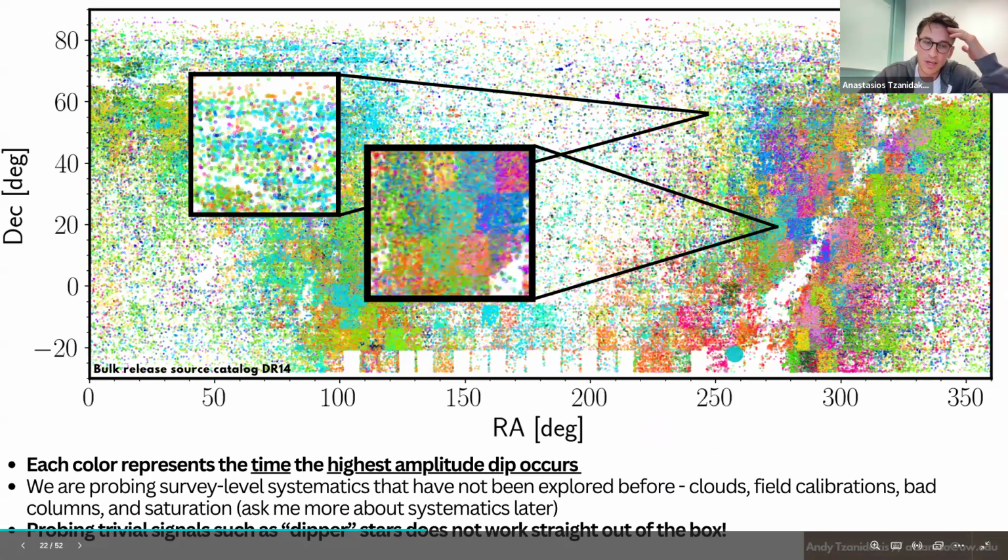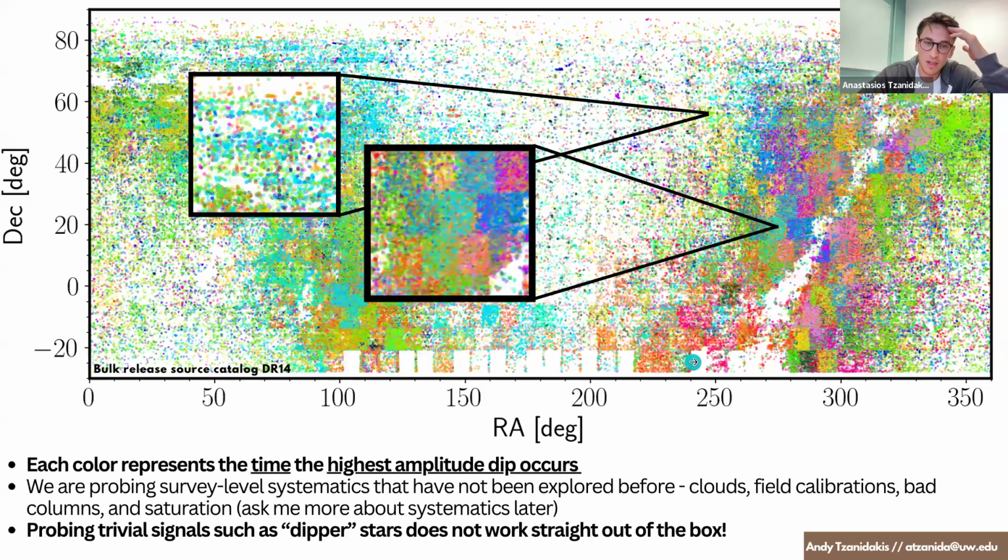So here what I'm showing is the sky distribution of the identified dipper stars. We've basically selected all stars, and they're color-coded by the time at which the highest amplitude dips are occurring. What I want you to take away from this diagram is that you can see there's a bunch of structure in the sky. And this was something kind of unexpected. What we learned from this is that our searching pipeline was actually very sensitive to a lot of the systematic errors that are present in the ZTF data.